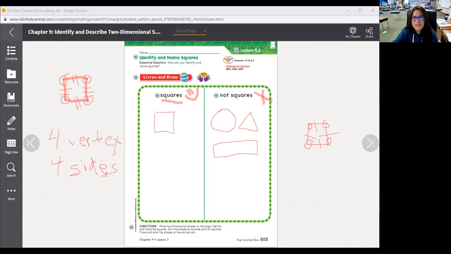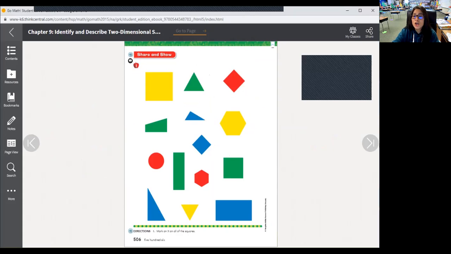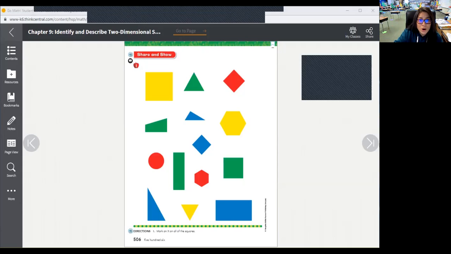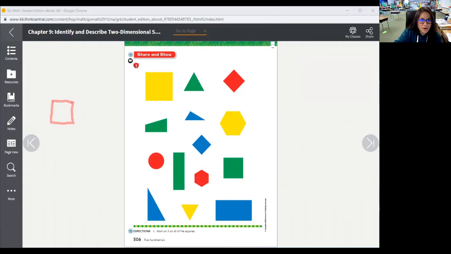All right, here we're going to go to the next slide now. Here we go, kiddos. We're going to put an X on all the squares. Remember, a square has 4 sides, and it has 4 vertex, and all the sides are the same. So I'm going to draw it over here for you so you can remember, okay? Here we go. 1, 2, 3, and 4, okay?